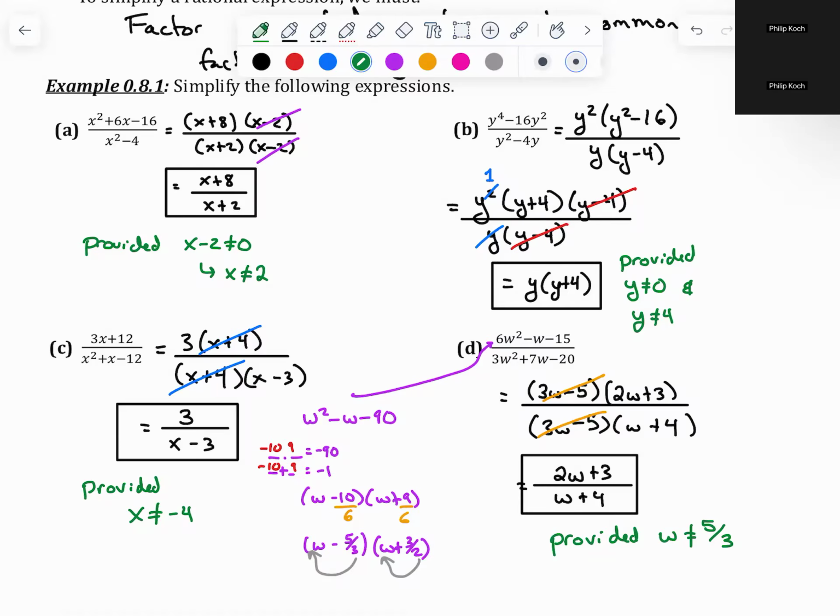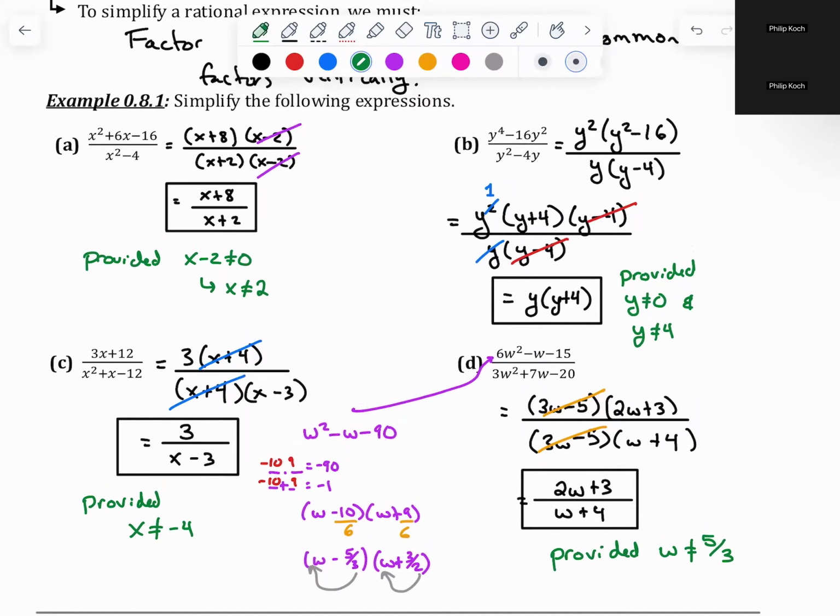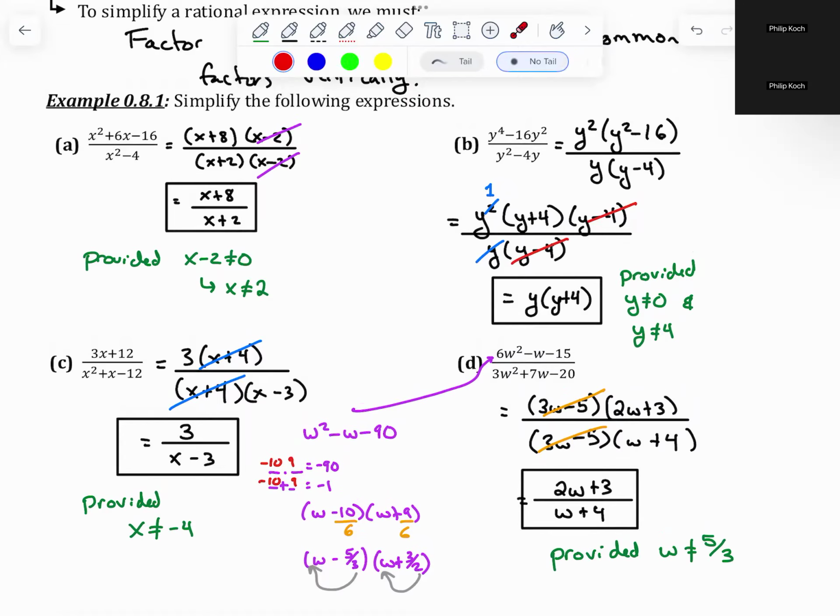Okay, so those are the answers to B, C, and D. First one, just to note, I waited until the very end when I had factored everything to start simplifying, but there's nothing stopping you from canceling early and then moving on. There's nothing wrong with that. It's just I like to cancel things all at once. So I canceled out a y, and I canceled out a y minus 4. So that would mean provided y does not equal 0, and provided that y minus 4 does not equal 0, which is why I said y can't equal 4.